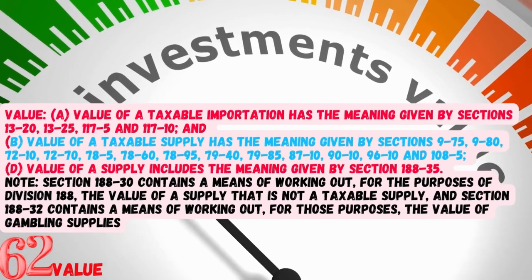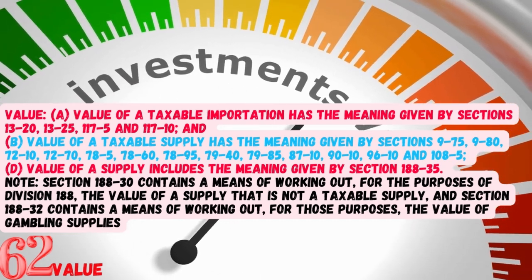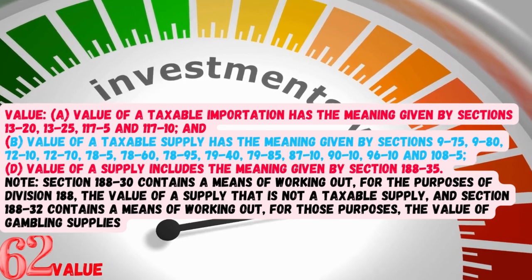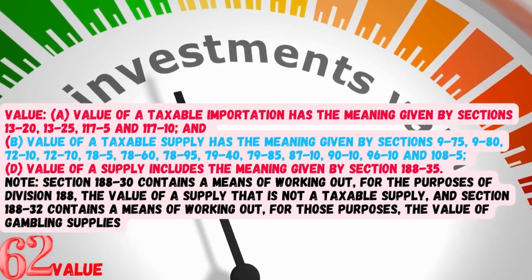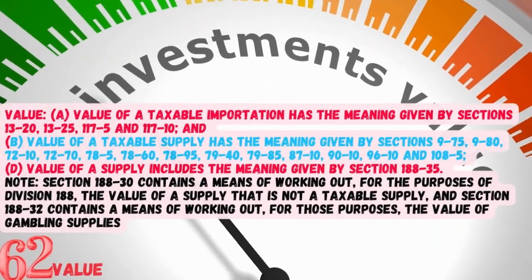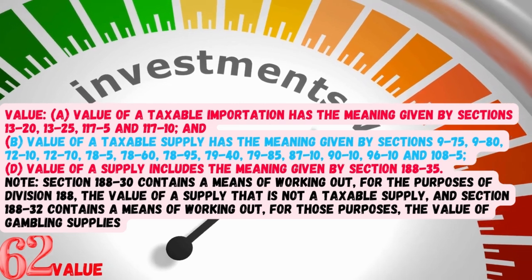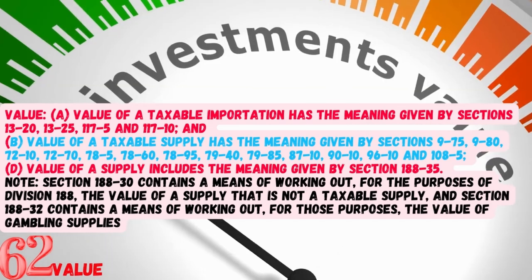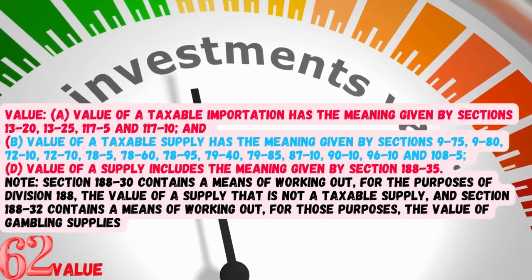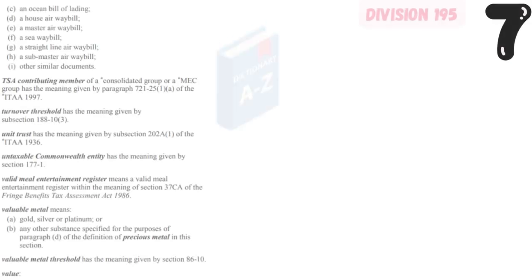D. Value of a supply includes the meaning given by section 188-35. Note: section 188-30 contains a means of working out, for the purposes of division 188, the value of a supply that is not a taxable supply, and section 188-32 contains a means of working out, for those purposes, the value of gambling supplies.